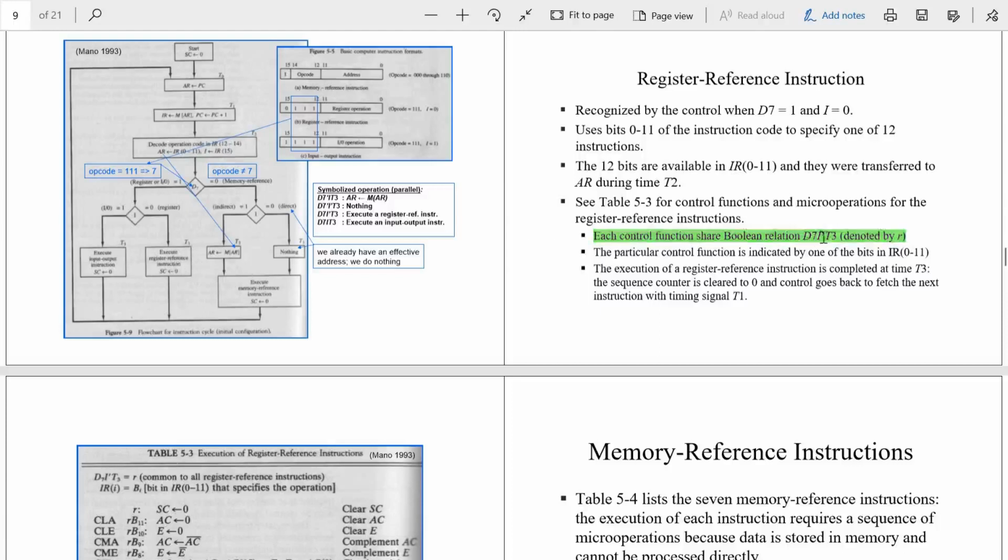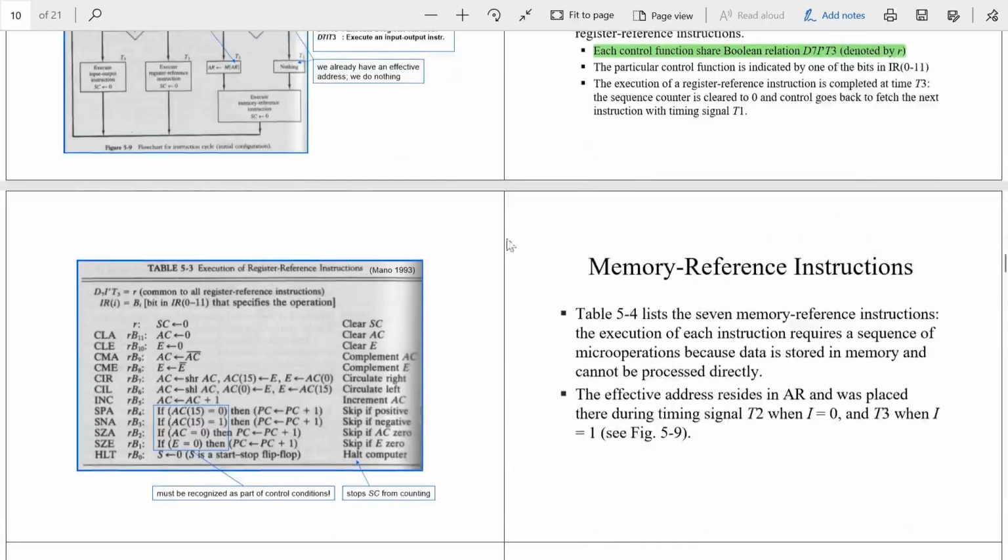This Boolean relation is represented by R, and R continues with other Boolean relations, that means R and B11. Clear accumulator: the accumulator register is completely filled with zeros, so all values hold zeros. Clear E means the E bit is 0. E is the carry flag, so the carry flag will hold logic 0.